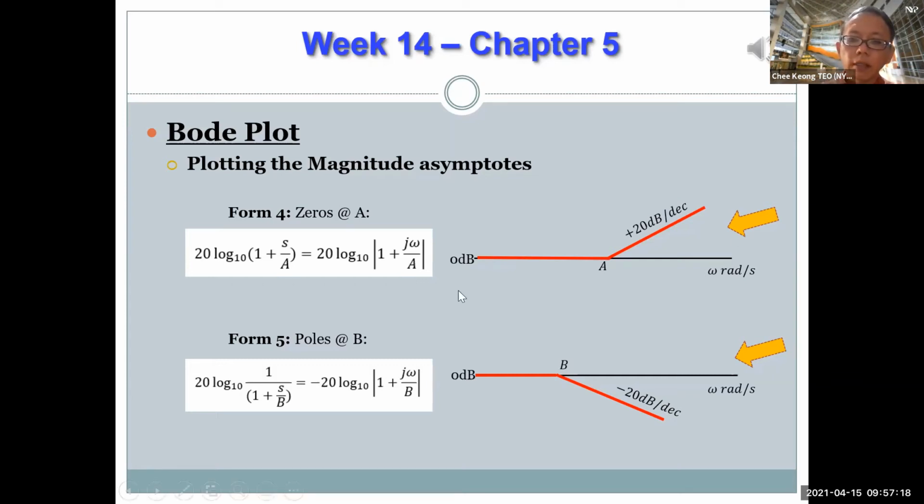So each of the asymptotes, for example, this particular asymptote 1 plus S over A, will look something like that, right? And then 1 plus S over B, if this is in the denominator, will look something like that. So basically, it's just telling you that with this form, you'll be able to draw the asymptote in this way or that way. So let's go to the whiteboard and elaborate more on all these things.